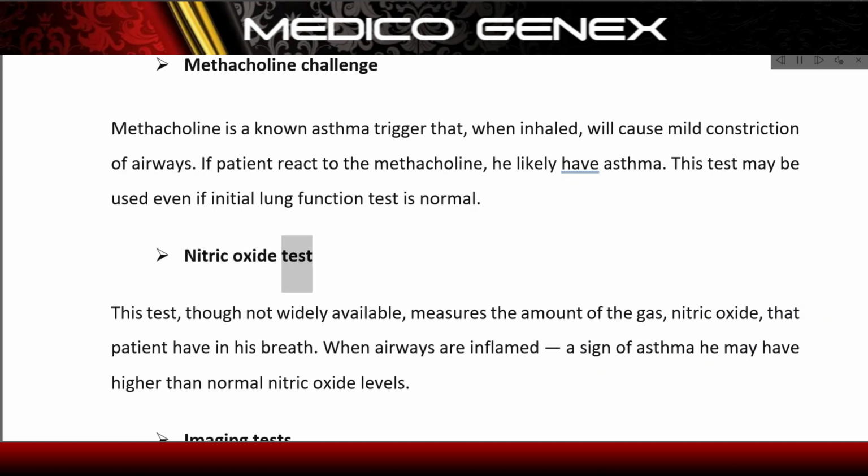Nitric oxide test. This test, though not widely available, measures the amount of the gas, nitric oxide, that the patient has in his breath. When airways are inflamed, a sign of asthma, he may have higher than normal nitric oxide levels.